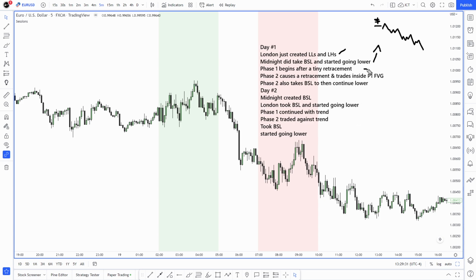So based on that, what is it that we had? After midnight has taken buy side liquidity and continued lower, phase one did this, right? Maybe that's something that repeats itself over and over. Phase 2, we see a retracement there, and phase 2 traded against the trend. Both are a retracement. Then we have that phase 2 takes buy-side liquidity. Here took buy-side liquidity as well, and then continue lower, continue lower.